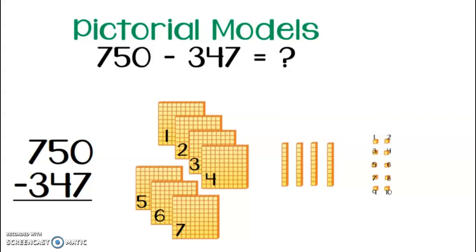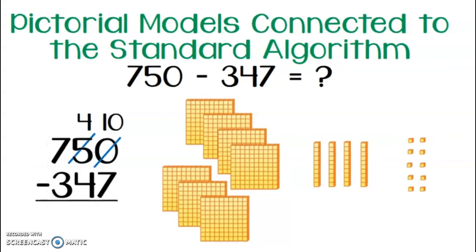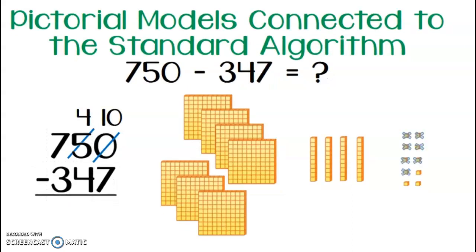Now I can look at making sure to regroup that stick of 10. I'm going to now mark out my 5 and change that to a 4 because now I have 4 sticks of 10. I also have to change my 0 to a 10 because now I have 10 ones. Now we can subtract 7 from 10. Now we have 3 ones left.